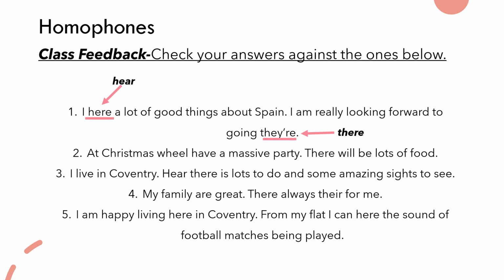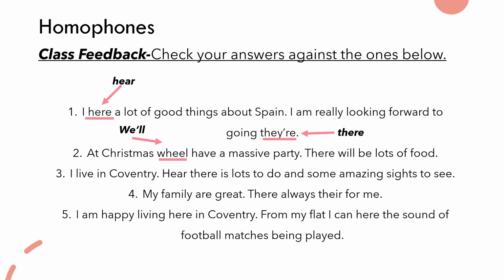Number 2. At Christmas, we'll have a massive party. There'll be lots of food. So there's only one mistake in there. Hopefully you were able to identify it. Again, it was one of the key ones that we looked at in the table on the previous slide. So wheel is of course what we refer to when we're on about the circular object that goes around cars. But it is actually short for we will. So at Christmas, we will have a massive party.